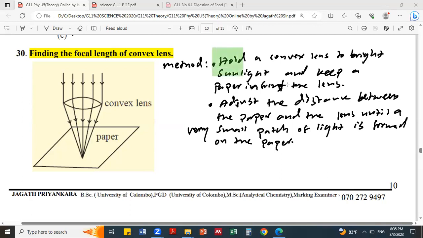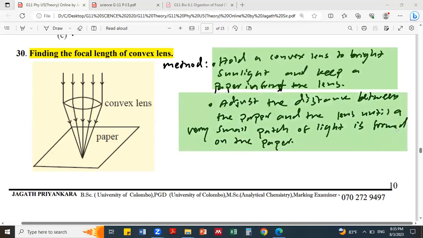Look at the screen, everyone. What is the first one? Hold a lens to bright light and keep a paper in front of the lens. Then next, adjust the distance between the lens and the paper until a very small patch of light is formed on the paper. These are parallel rays of light, and this is a small, very bright, sharp spot of light.